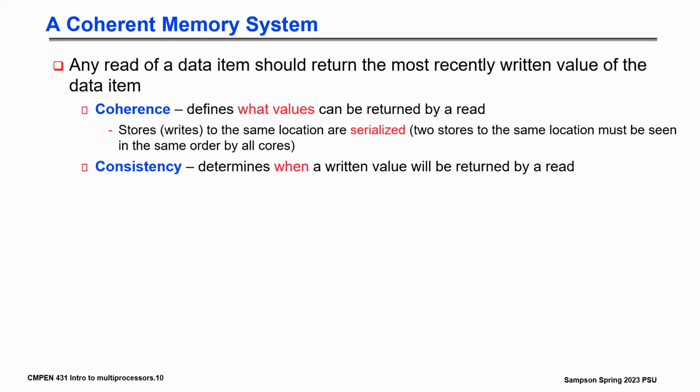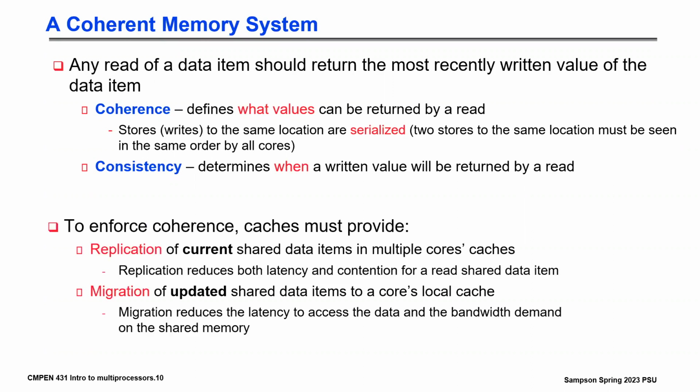Interestingly, you can think about coherence as the degenerate form of consistency: a consistency model when you only have one memory location. But while that is true, it's not a terribly useful thing, in my opinion, to ponder.